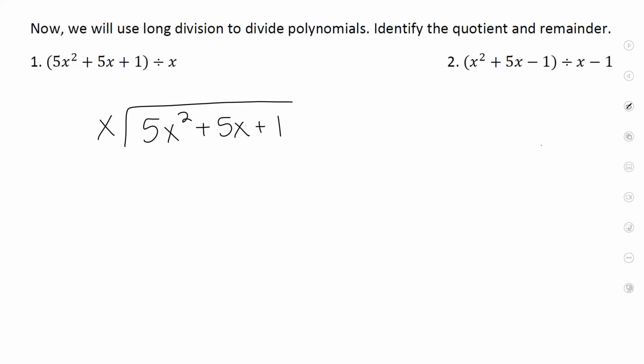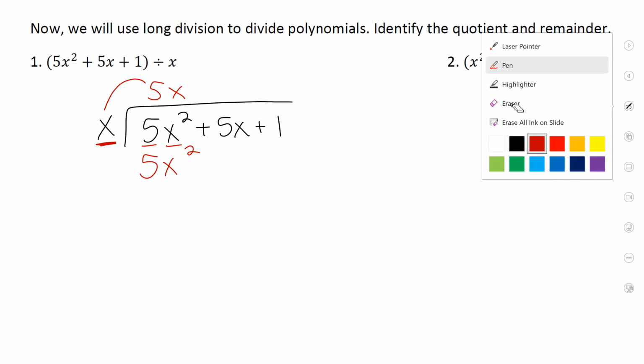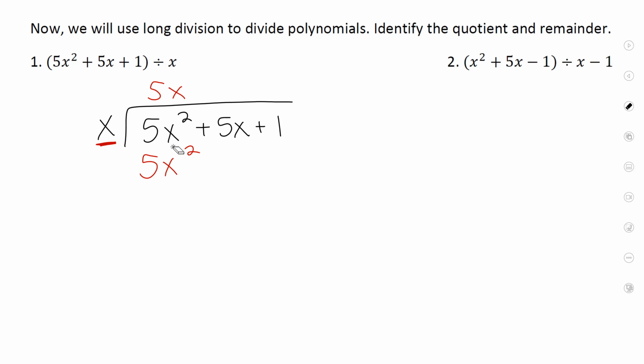Okay, so x times what will give you 5x squared? 5 and what else? An x. Okay, now we're going to multiply like we did before. X times 5x is 5x squared. Now, if you remember, after this step, we always subtract. So guys, what I want you to do is just change the sign. What's 5 minus 5? 0, that's gone. Bring down the next item. 5x. Just put it down there.